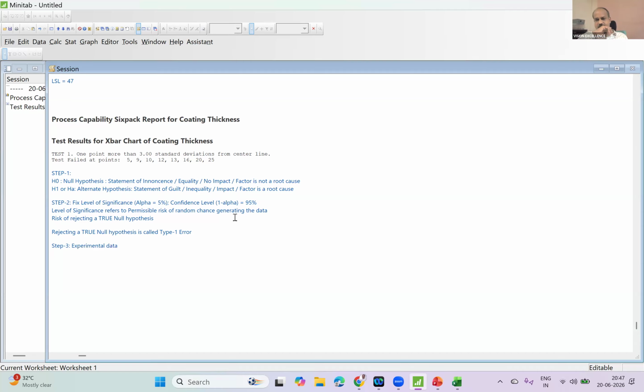Step number 3 is experimental data. That means you conduct the experiment and generate the data. Before conducting the experiment, you have to select the hypothesis test. This also we'll see. Once the hypothesis test is selected, then you go to step number 4: conduct the experiment and generate the data. Then step number 5.